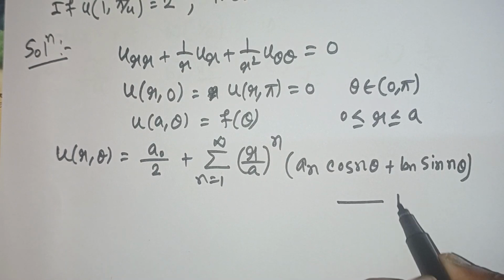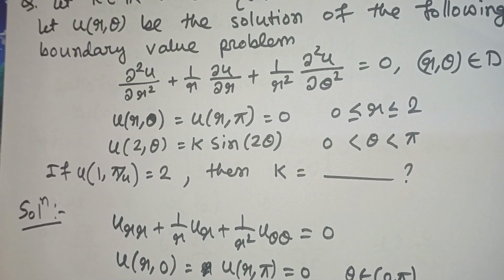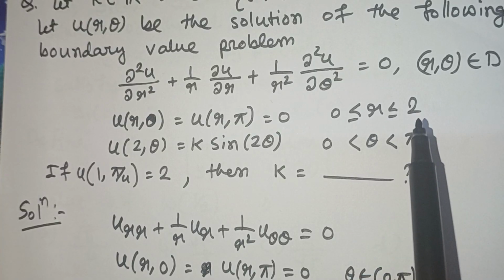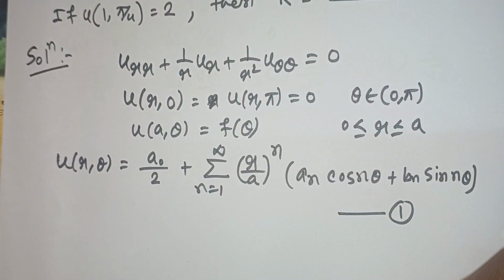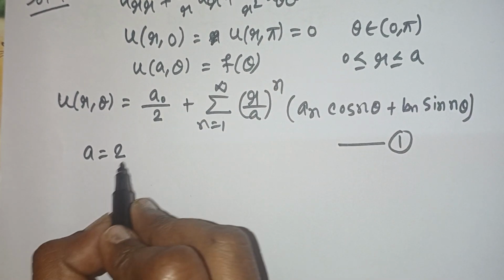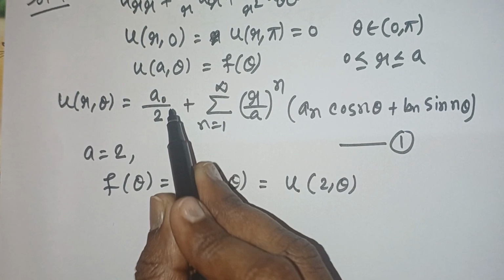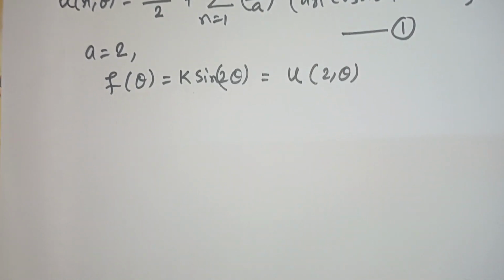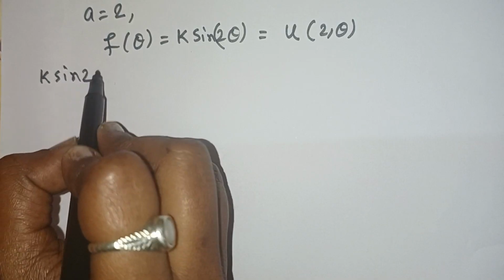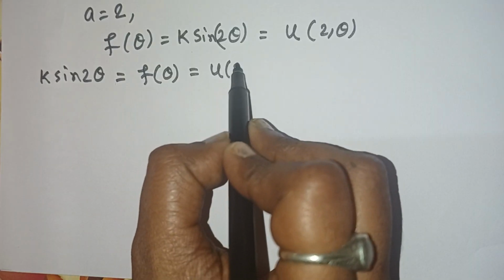Let's call this equation number 1. If you compare with the given question, you can see that a equals 2 and f(theta) equals k sine 2 theta. So just write that a equals 2 and f(theta) equals k sine 2 theta. And what is k sine 2 theta? That is u(2, theta), so f(theta) is u(2, theta).